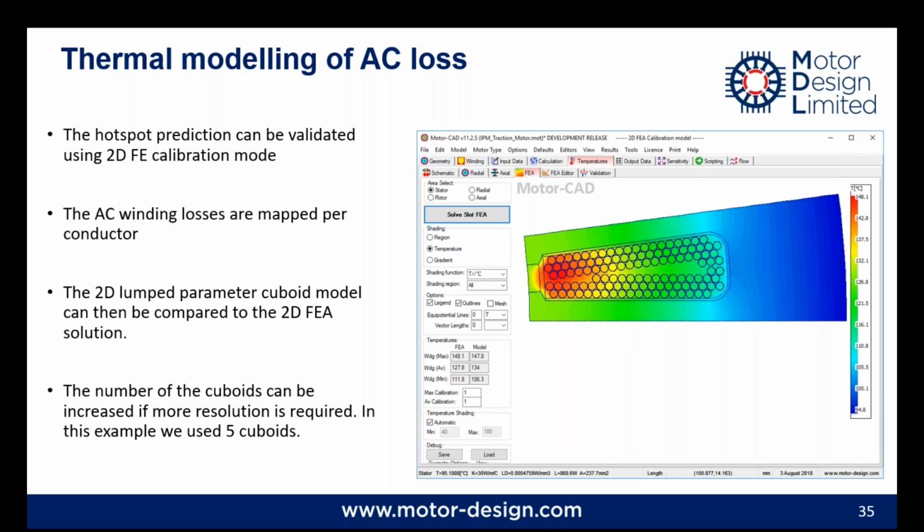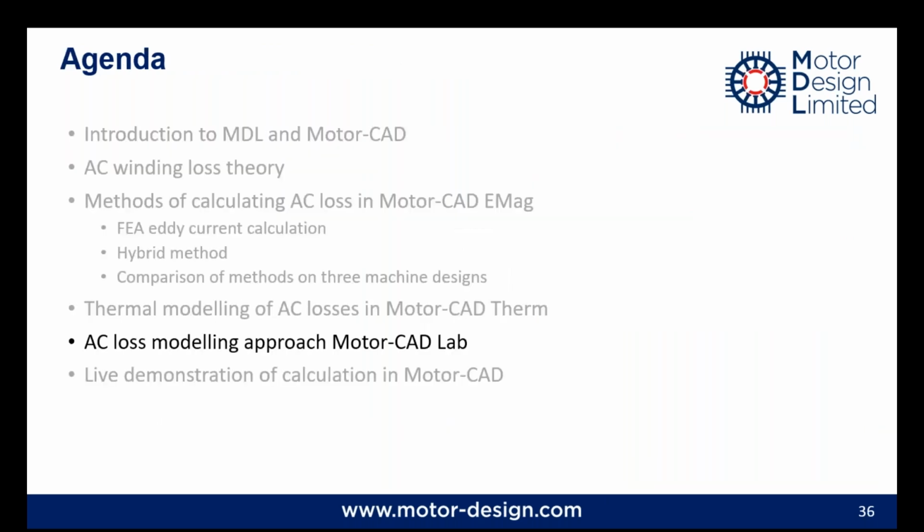It's a simple representation of the slot with some boundary conditions. But what we can do is take this and compare it to an equivalent lumped parameter model that uses the cuboids and check that we get good correlation of the hotspot temperature between the lumped parameter thermal model and the more detailed FEA. And if we want to capture that hotspot a little bit more precisely, then we can do that by increasing the resolution of the cuboids. So if your question is, how do I know how many cuboids to use, this is the approach you can use to decide what resolution you need to capture the winding hotspot.